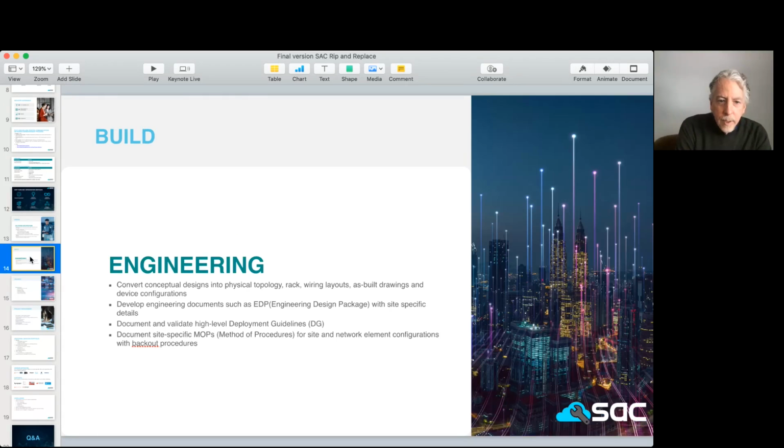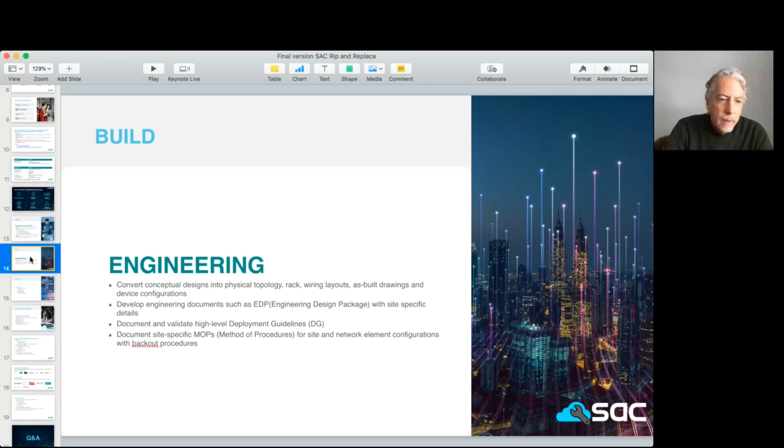Now we design and build, and so the build part, we're with you the whole way there. Everything from converting these conceptual designs that we put together with your team in the previous design phase right down to the rack mount, the wiring layouts, as-built drawings, and device configurations. So no surprise when teams go out to sites, then they're efficient and they can get things done quickly, and the project moves forward on schedule. So we develop engineering documents and put together a design package for you, and with the key providers of your team, and document and validate deployment guidelines. So there'll be methods of procedures for site-specific work. These you may have already, or if not, we can help you develop them.